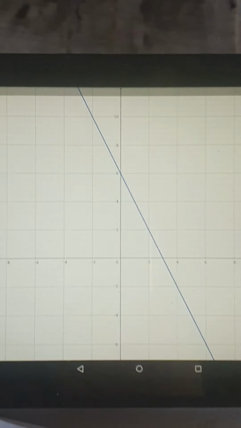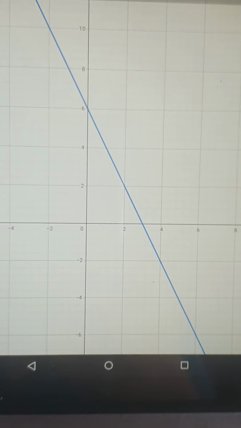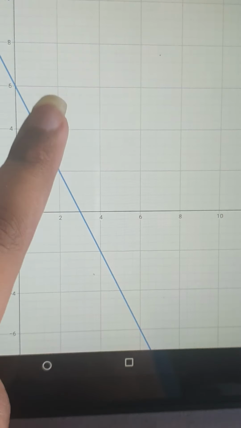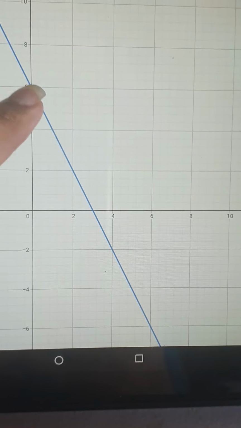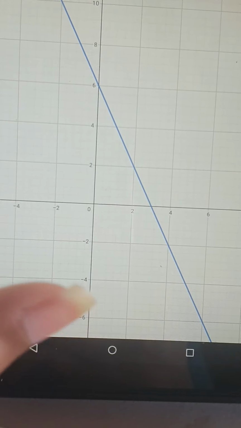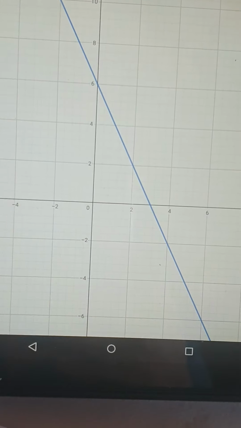Okay, so you're given a question. You're asked to write down the equation of this line. First thing, figure out your y-intercept. Your y-intercept is wherever it cuts the y-axis, so that will be here. Right? Second step is work out your gradient. You pull any 2 points. Right? So it doesn't matter which 2 points you pull. You could have taken this one and this one, or this one and this one, whatever.